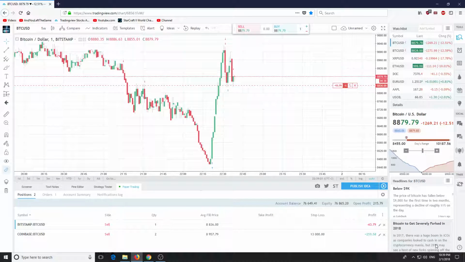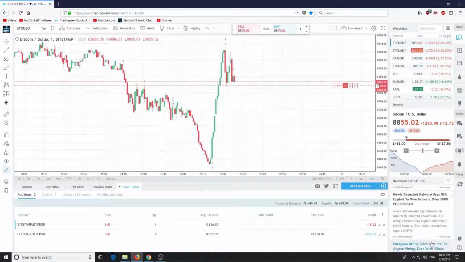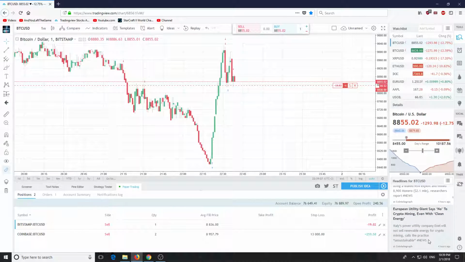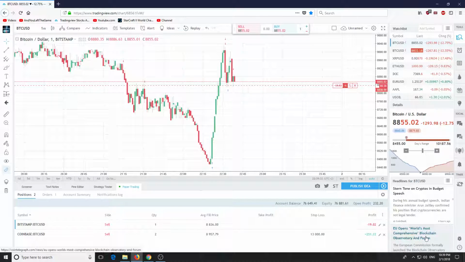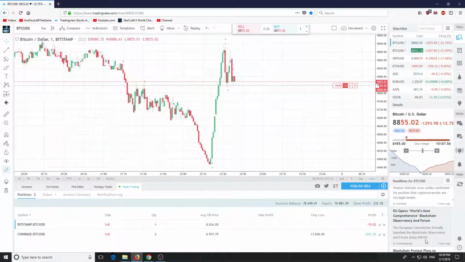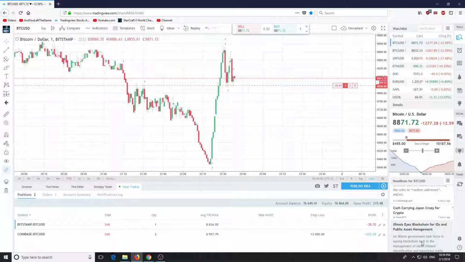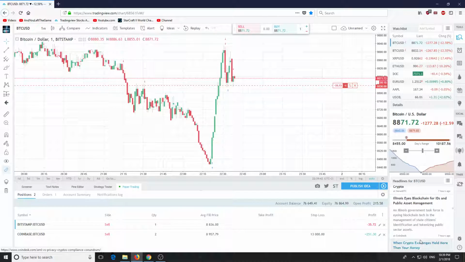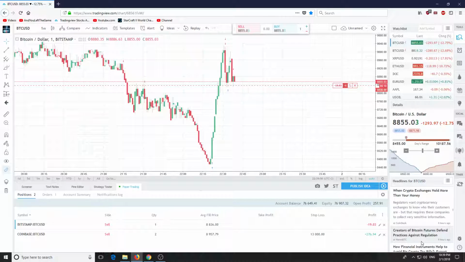Two-month low, Bitcoin price drops below 9,000. Newly detected malware uses NSA. European utility giant says no to crypto mining. EU opens world's most comprehensive blockchain observatory. We looked at that. Cash carrying Japan crazy for crypto. Illinois eyes blockchain for IDs and public asset management. When crypto exchanges hold more than your money.